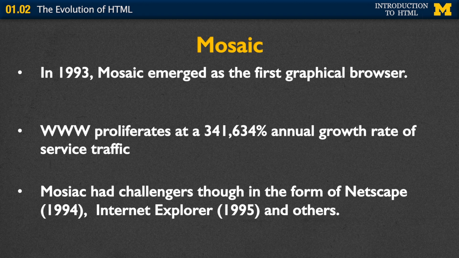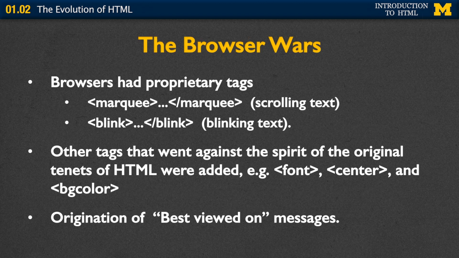Mosaic had challengers though, in the form of Netscape, Internet Explorer, and other browsers. This was the start of what we call the browser wars. Each of these browsers decided that they wanted to create proprietary tags that would only work on their browser. Some of the examples were Marquee, where you could have scrolling text, or Blink, which would only work on some of the browsers and not others.